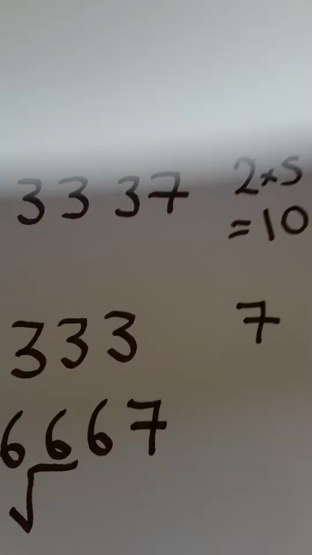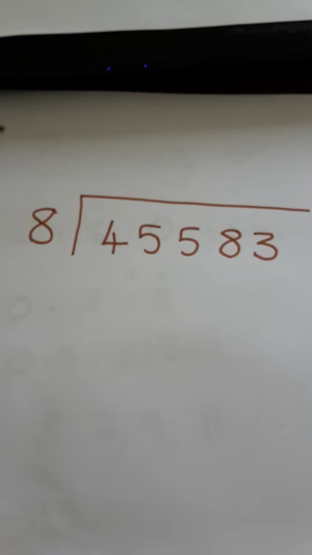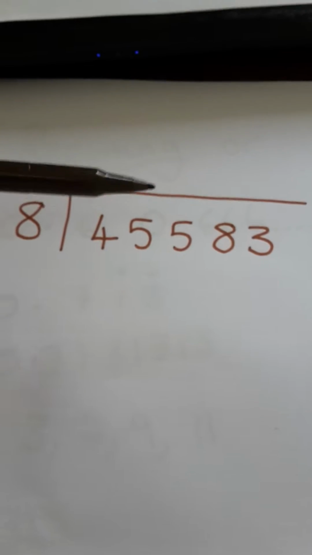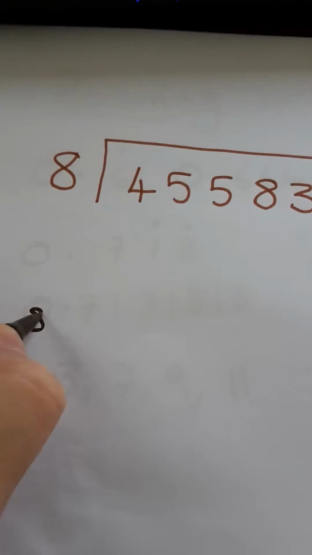So let's go back to the actual sum. So we're going to divide 45,583 by 8. The first thing I'm going to do is write down my 8 times table.